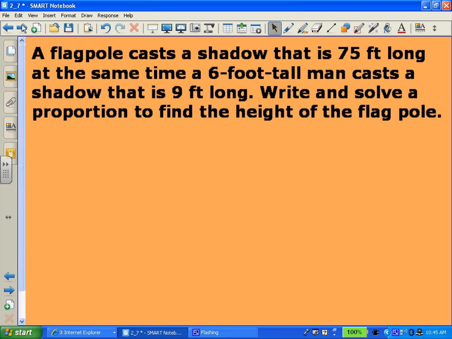Now here's the fun ones. Okay, we have story problems, which I know you all love, and we get to draw pictures. Okay, that's awesome. So we have a flagpole that casts a shadow 75 feet long. So let's draw our flagpole here. And here's its shadow. Its shadow is 75 feet long. At the same time, a 6-foot man, let's draw us a little dude. He's 6 foot tall. Cast a shadow that is 9 foot long. Write and solve a proportion to find the height of the flagpole.